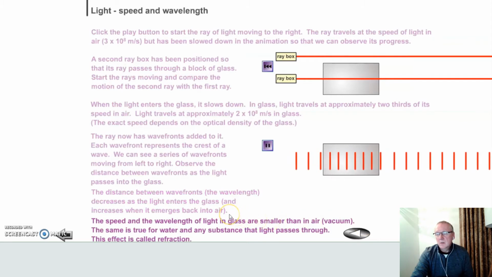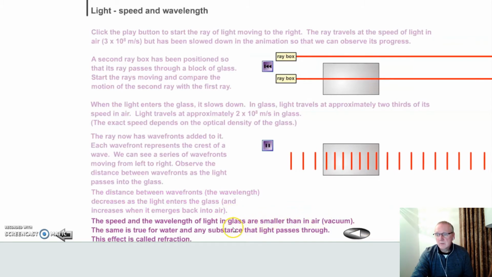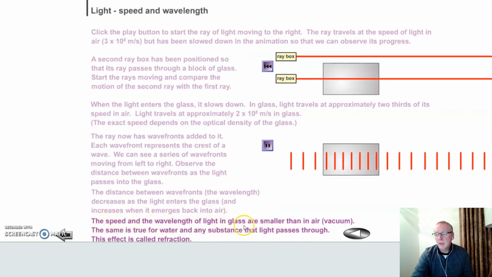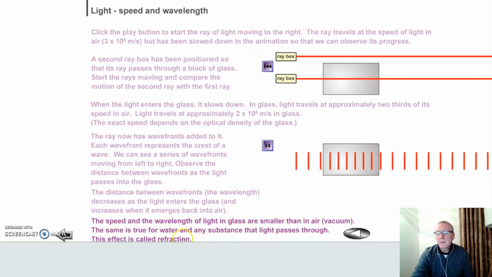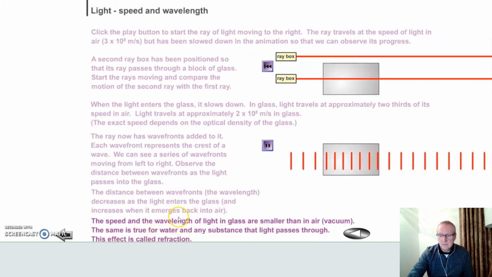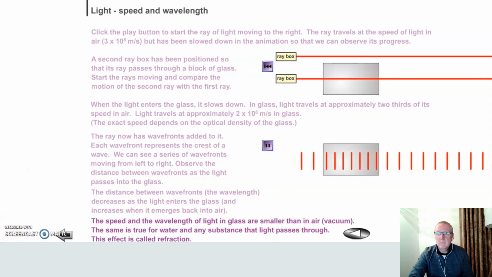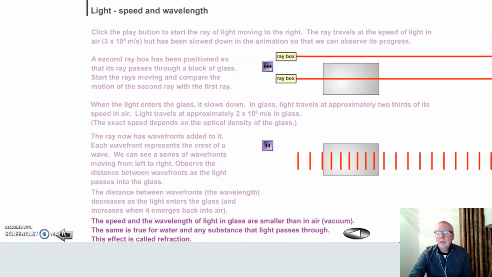And to summarize this, the learning outcome you need to know is that the speed and the wavelength of the light in glass are smaller than they are in air, and the same is true for water or any other substance that light might travel through, and it will slow down. And this effect of the light slowing down, changing its speed and decreasing the wavelength, is called refraction.